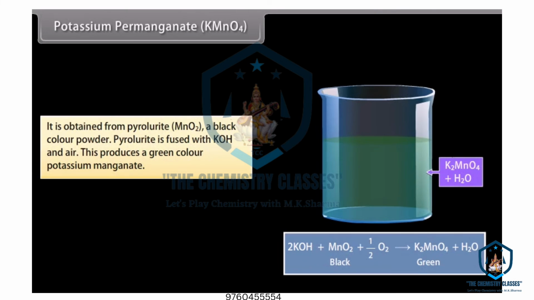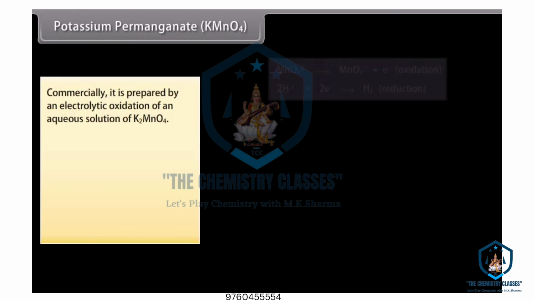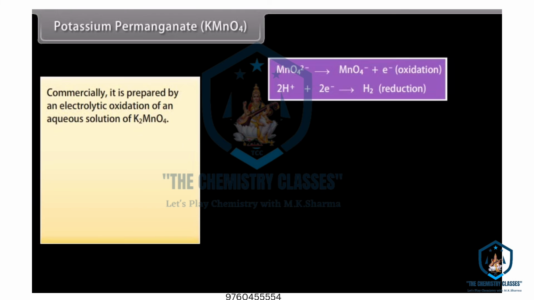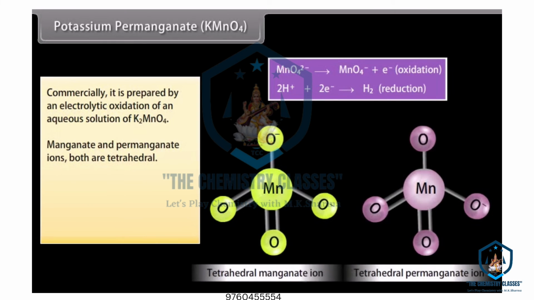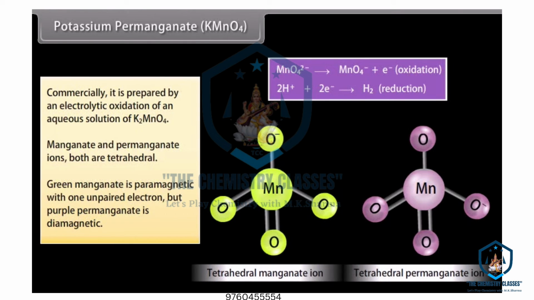Pyrolusite is fused with KOH and air. This produces a green color potassium manganate. Commercially, it is prepared by an electrolytic oxidation of an aqueous solution of K2MnO4. Manganate and permanganate ions both are tetrahedral. Green manganate is paramagnetic with one unpaired electron, but purple permanganate is diamagnetic.